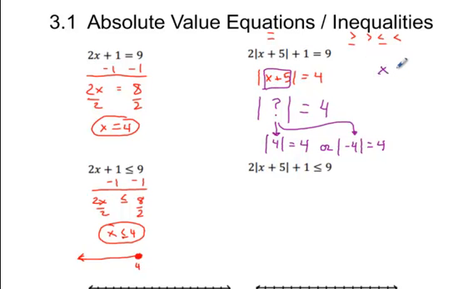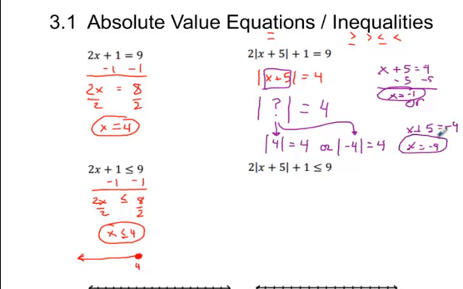So you say x plus 5 is either 4 or x plus 5 is equal to negative 4. So two equations to solve. Subtract 5 from both sides and we get x equals -1. And over here, subtract 5 from both sides, and we get x equals -9.